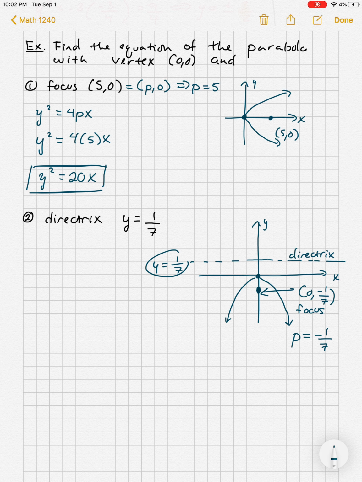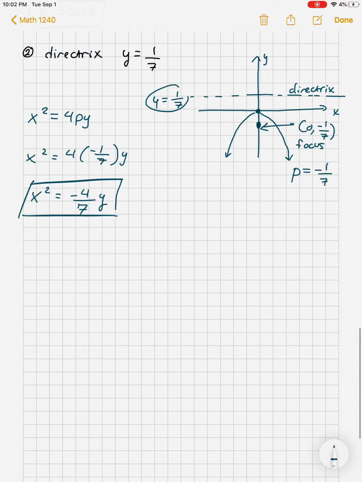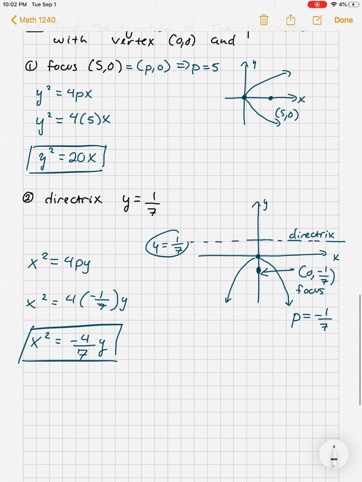So then I know this is a vertical parabola, so it's an x squared. And I know the p. Negative 4/7, and there's my equation. And that's it. It's a fun section.